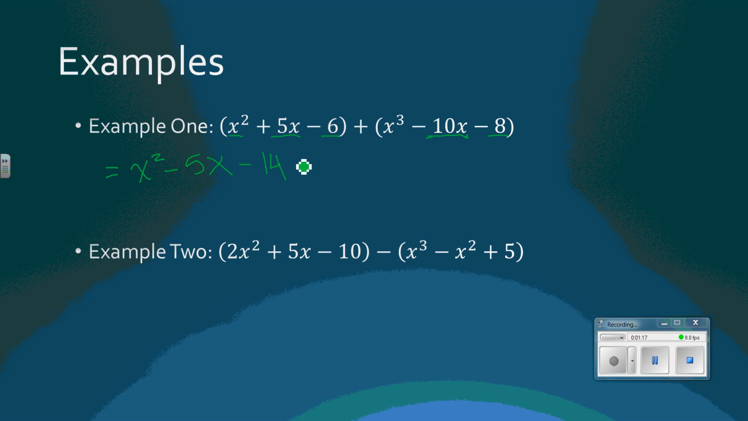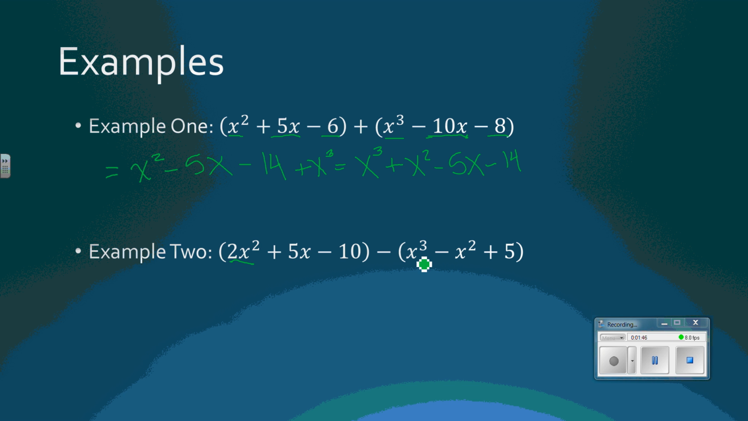We have this x cubed here, which has nothing to add it with, but it's still there, so we still just write it in our answer. So that equals x cubed, and we're going to put the exponents in descending order, or from biggest to smallest, plus x squared minus 5x minus 14. And the last term doesn't have an x or a variable. Okay, example 2.